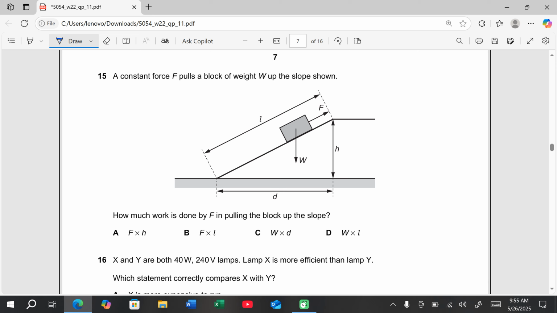A constant force F pulls a block of weight W up the slope. How much work is done by F in pulling the block up the slope? That's very simple. That is force times the distance moved. This is distance, this is force.